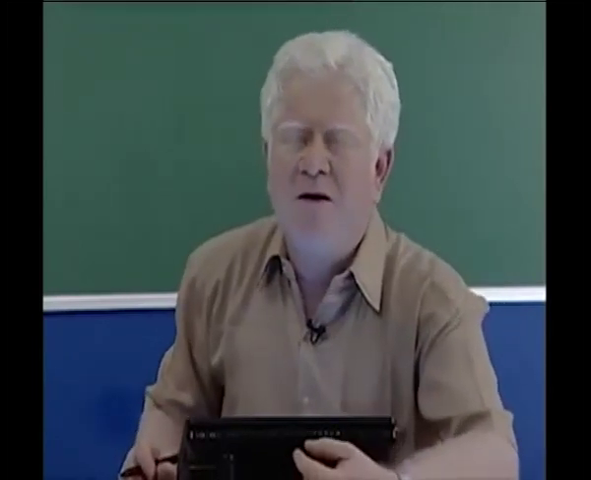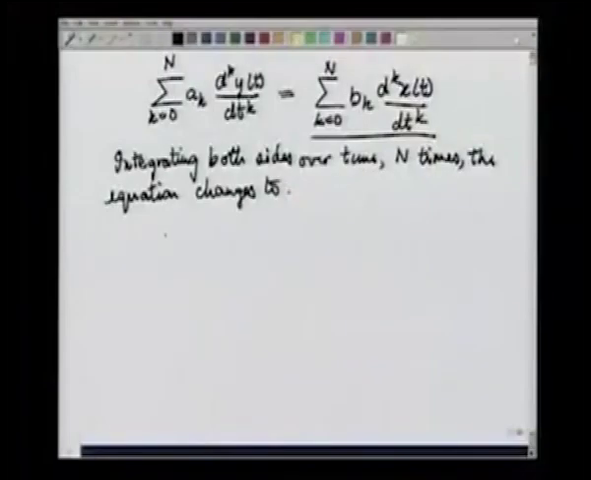We need a notation for this, because writing it with the integral notation becomes extremely clumsy. So, we will just write this in the following manner. Let us say that the 0th integration of y t, that is y t itself, is written as y 0 of t.